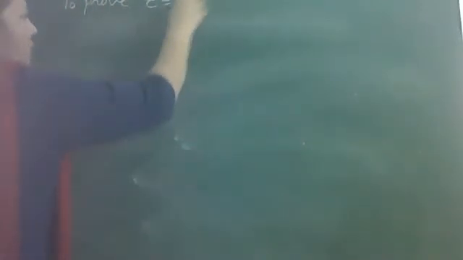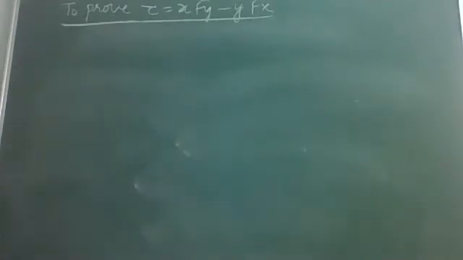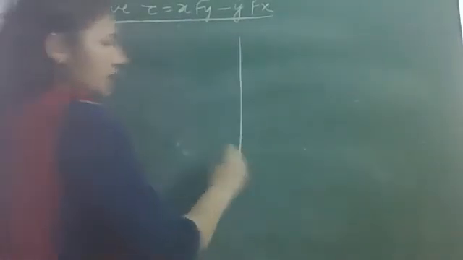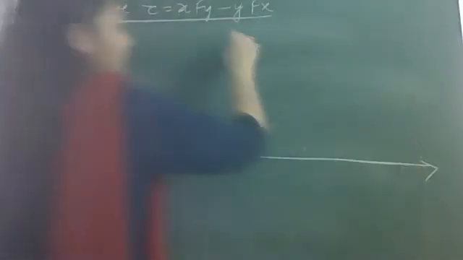To prove tau is equal to x Fy minus y Fx. We want to prove this. Okay. So first of all, see the diagram very carefully. So I am again drawing that diagram.